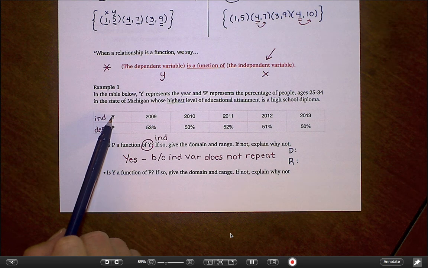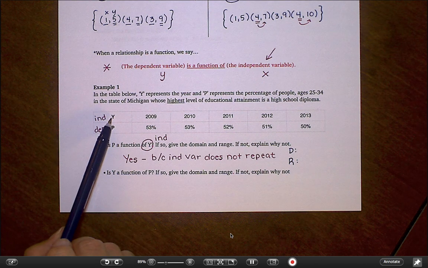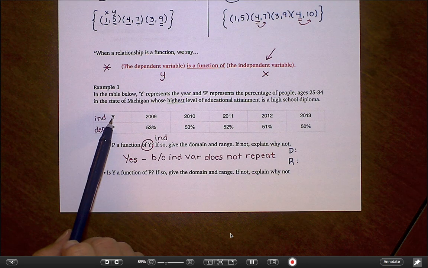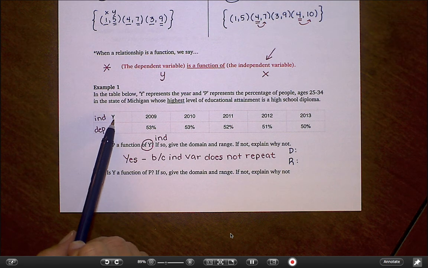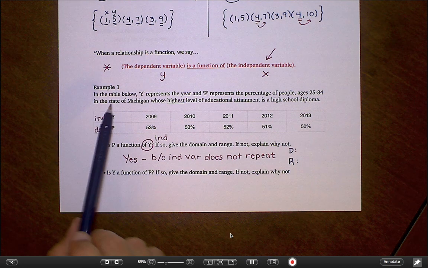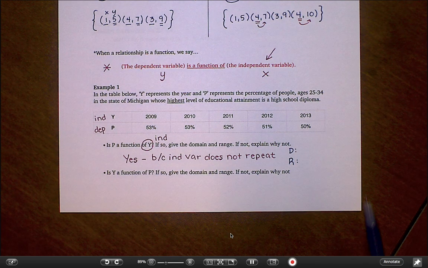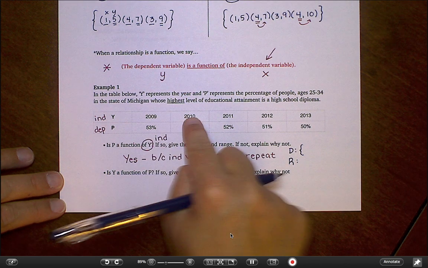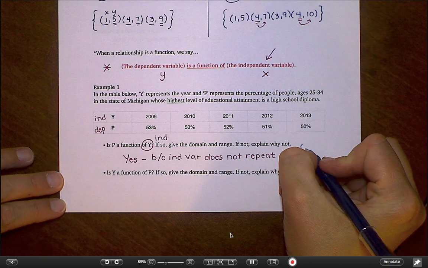So a lot of the times when I ask this, people will tell me, oh, the domain is y. I see why you're saying that. You're right. The domain is this variable right here. But I'm not asking you for the variable. I'm asking you what are the possible values of the variable. And especially when it's given to you in a table and you can list them out, you should list them out.